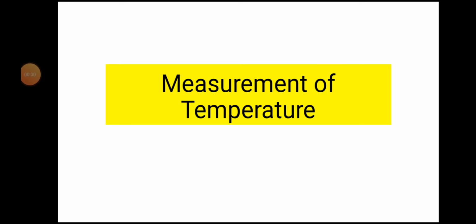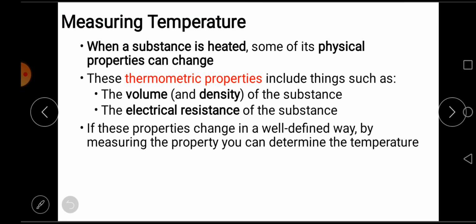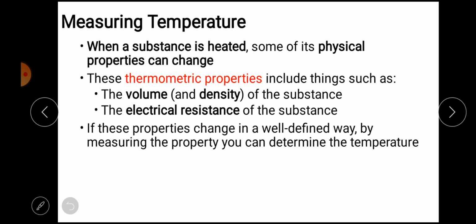Now let's look at measuring temperature. When a substance is heated, some of the physical properties can change. So these thermometric properties include things such as the volume or the density of a substance. You should remember that when we heat a substance, there are going to be some physical changes that we see.